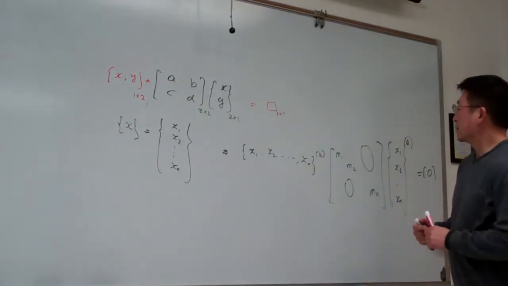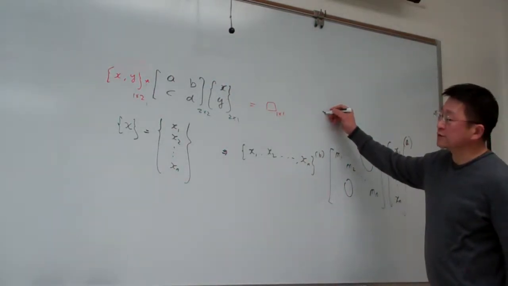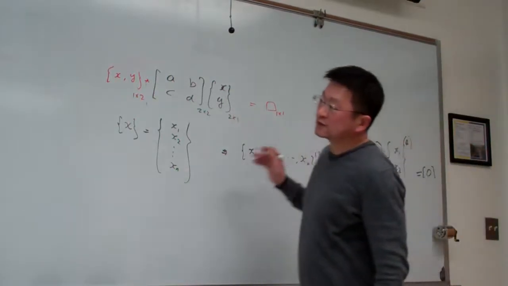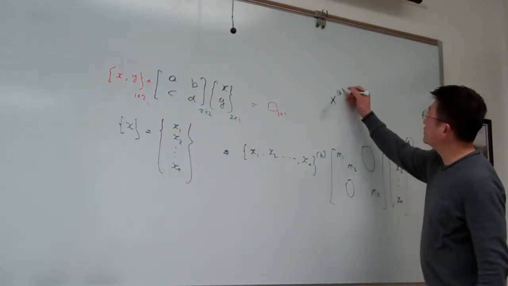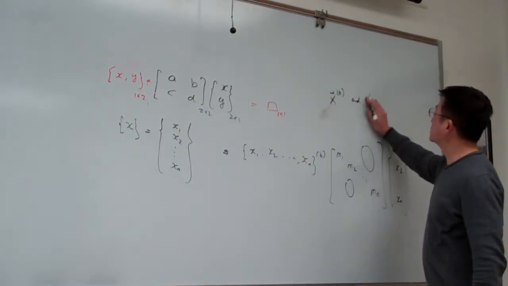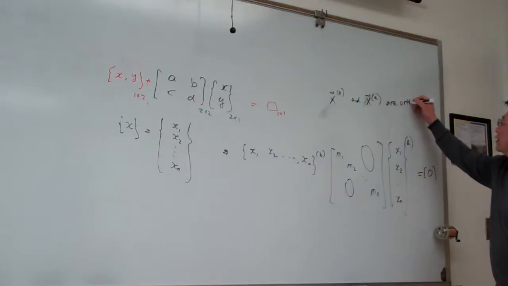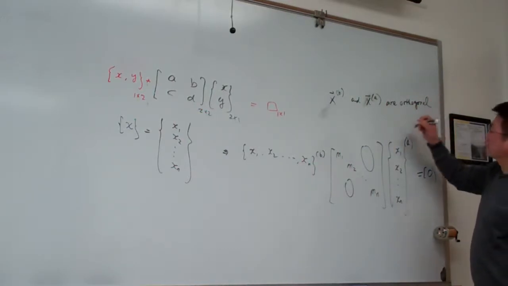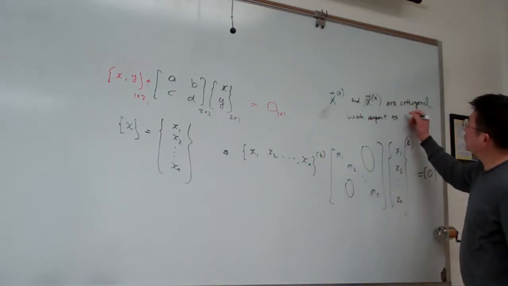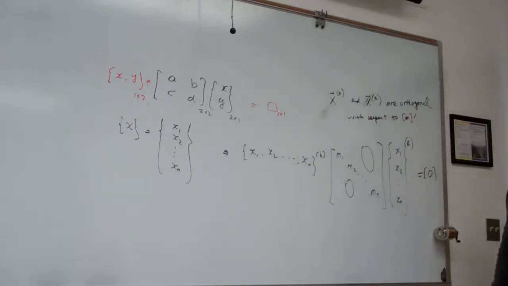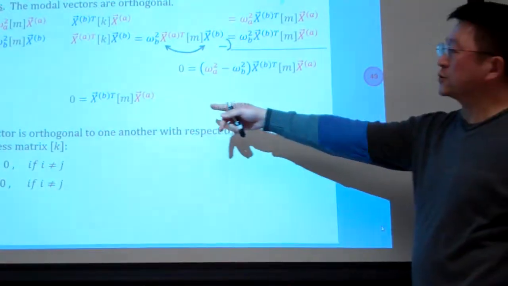And for the two vectors, let me use these notations. This one is xb and xa. They are orthogonal with respect to the M matrix. So that is the description of this simple equation here.